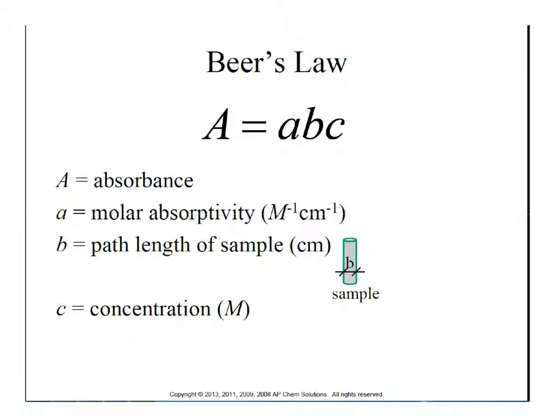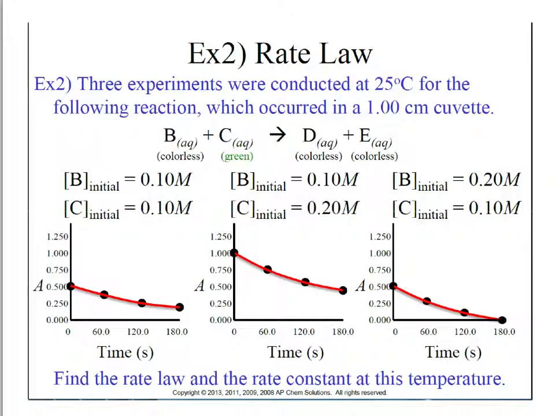So Beer's law, the one that we looked at before, where A is the amount of light that's absorbed, is equal to lowercase a, which is the molar absorptivity. That's a constant for a particular reaction. And then the path length, which is just the size of your cuvette, times the concentration, which is in molarity. Okay, so here's an example that we're going to do together.